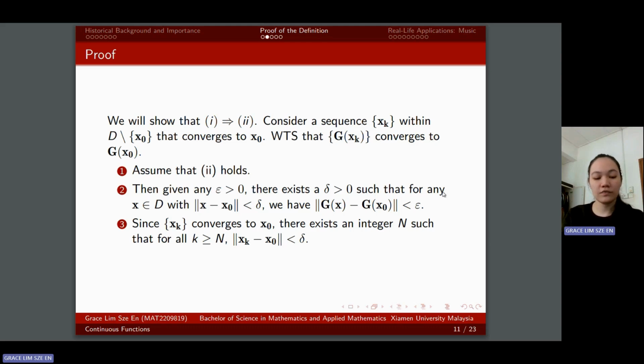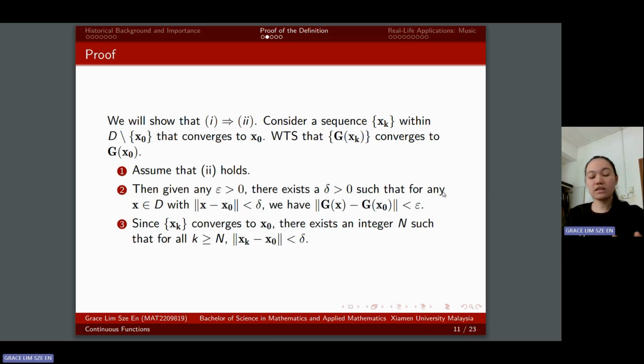This is basically saying that if x is a point in D such that the distance between x and x naught is less than delta, then the distance between g(x) and g(x naught) will be less than epsilon. And so to point number 3, since the sequence x_k converges to x naught, there exists an integer n such that for all k bigger than or equal to n, |x_k minus x naught| is less than delta.